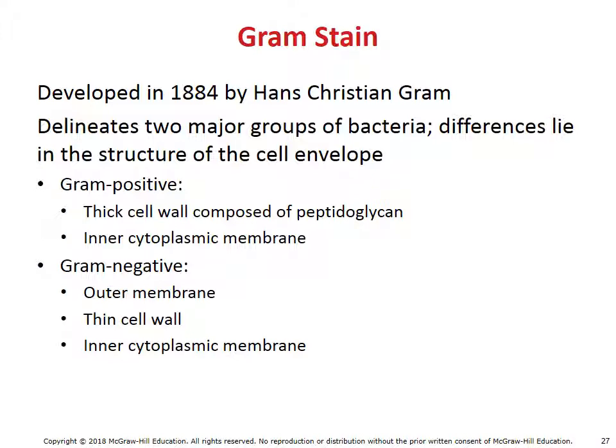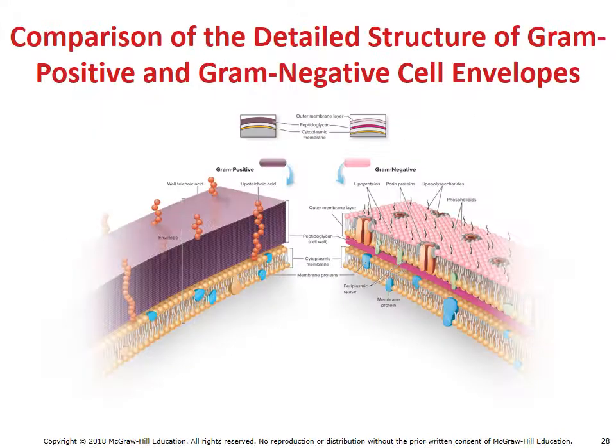Gram staining was again developed in the 1880s by Hans Christian Gram. He really again recognized there were really two major groups here. Gram positive bacteria had a cell envelope made of a single cell membrane and a very large cell wall, or gram negative that ended up with two separate membranes, an inner and an outer membrane, with a very small thin wall in between. So we can see that visualization here.